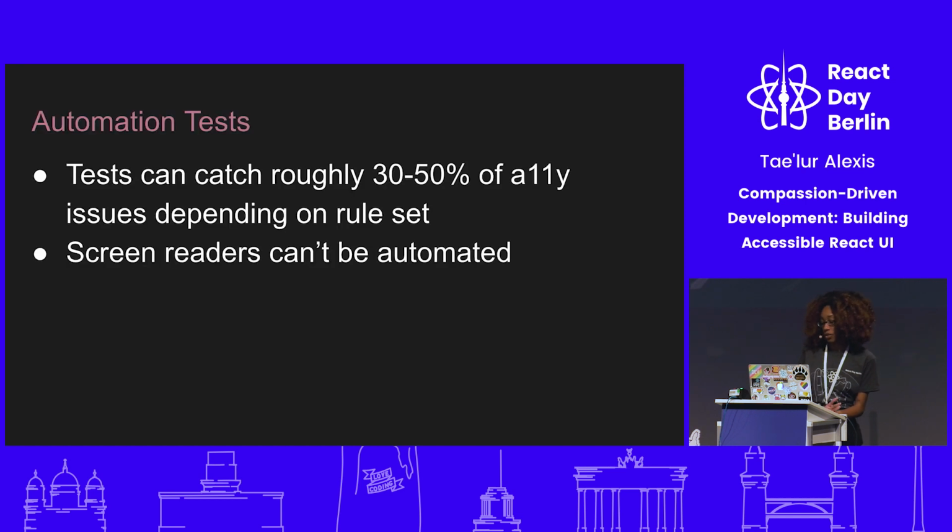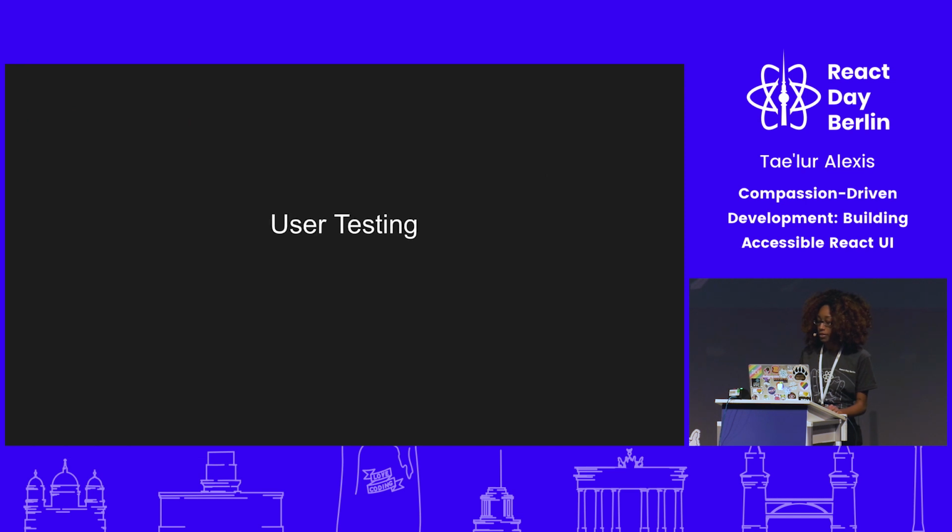So yeah, and then automation tests. Tests can catch roughly 30 to 50% of accessibility issues depending on rule set, and screen readers can't be automated, just so you know. And user testing. The importance of user testing, of course, is you're able to get the best feedback, because what we care about when it comes to accessibility is the opinions, thoughts, and perspectives of our users, especially those with disabilities.